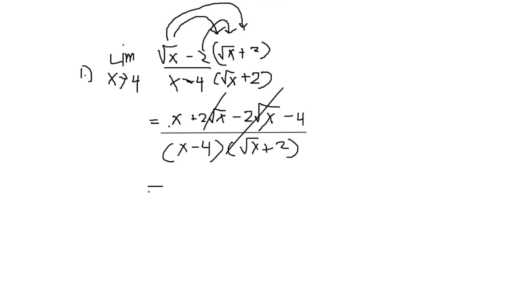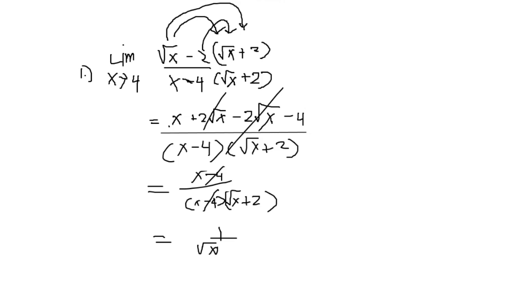So, as you can see, we can just cancel the plus 2 root x and minus 2 root x. So, we got x minus 4. And then x minus 4 din sa baba. And we have square root of x plus 2. So, as you can see, we can cancel x minus 4. So what we have now is 1 over square root of x plus 2.